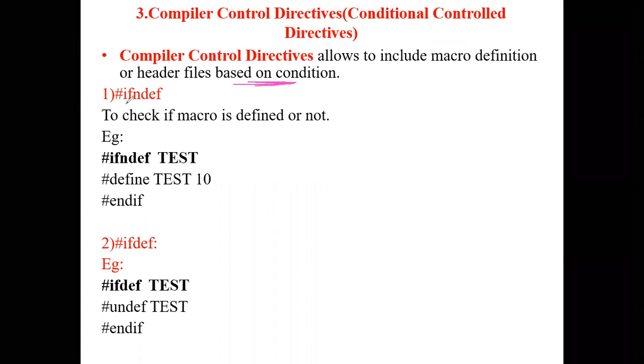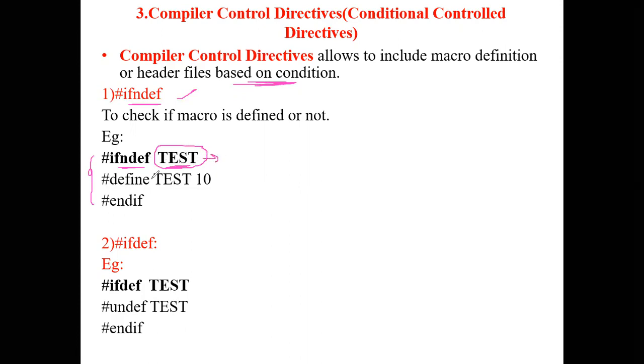The first one is hash ifndef. If I have this statement in the program, it will check if the macro is defined or not. So n stands for not defined. For example, I have these three lines. It will check whether the macro is defined or not. Here the macro is test. It will check whether this macro is defined or not.